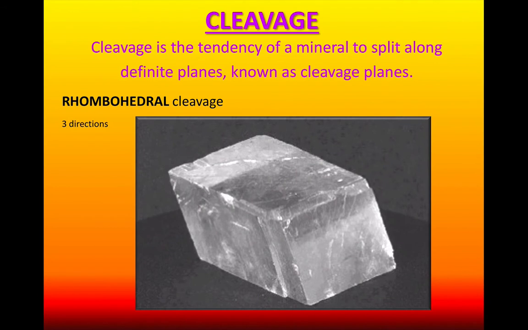The second type of cleavage we look at is called rhombohedral cleavage. This is where the cleavage breaks to form rhombus-shaped surfaces. So again, like cubic cleavage, we have 3 directions, so 3 lots of parallel flat surfaces. However, with rhombohedral cleavage, each of those planes of cleavage are at 60 degrees to each other.